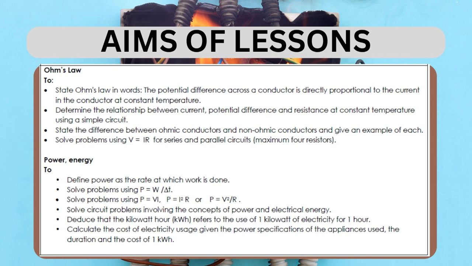Deduce that the kilowatt-hour refers to the use of 1 kilowatt of electricity for 1 hour. Calculate the cost of electricity usage given the power specifications of the appliances used, the duration, and the cost of 1 kilowatt-hour.